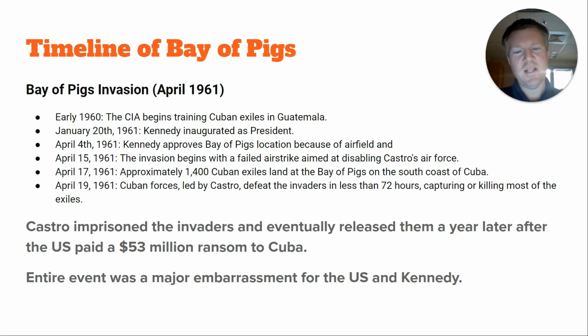They had other plans of invading Trinidad and different places around Cuba to establish a U.S. presence there. But Kennedy thinks that the Bay of Pigs is the best location because they have a large airfield and they'd be able to unload a lot of troops once the troops take the land.